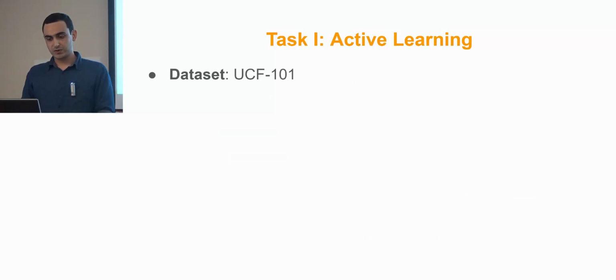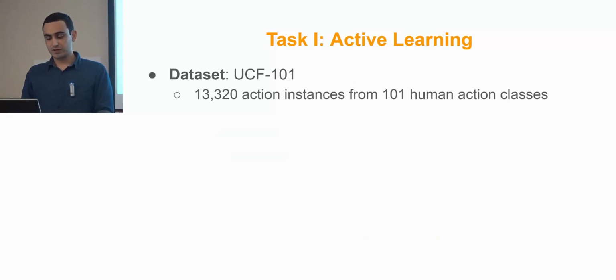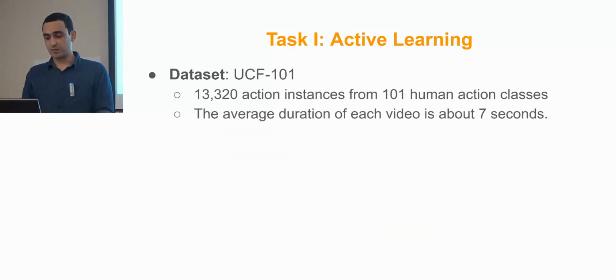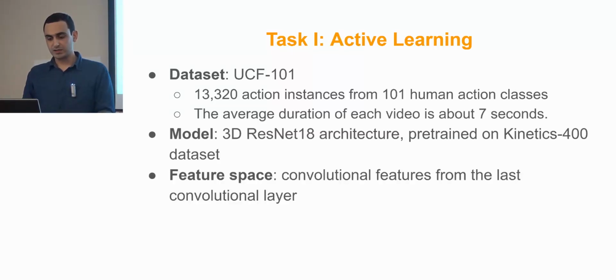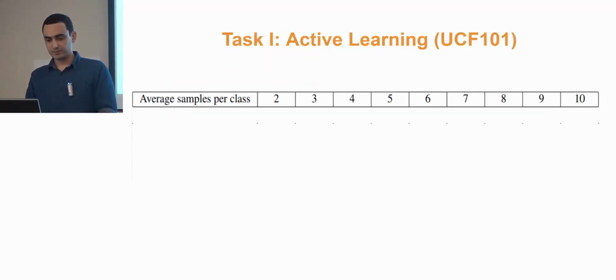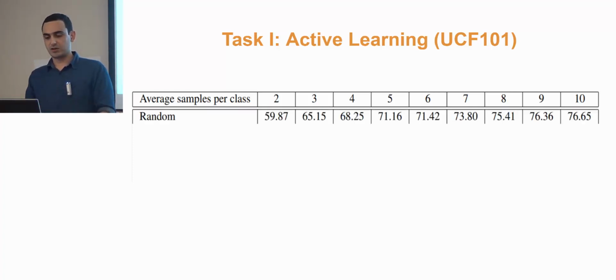So for this, we use the UCF101 data set, which is a video data set and contains 101 human action classes. And we use a ResNet 3D architecture, which is pre-trained on Kinetics. And for the feature space, we perform the selection on the feature space produced by the last convolutional layer of the network. So we start by training the network on only one sample per class. Then we add, on average, one sample per class in each cycle.